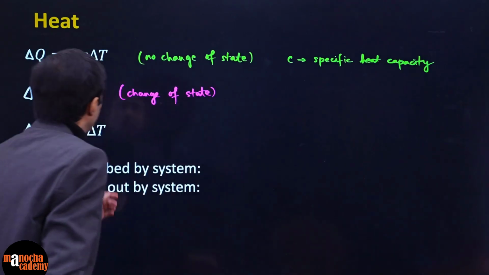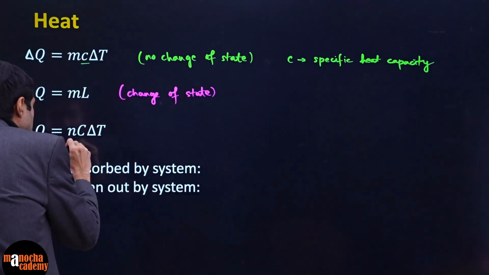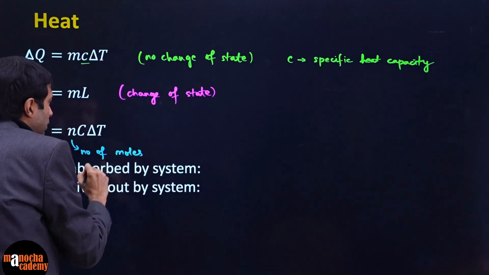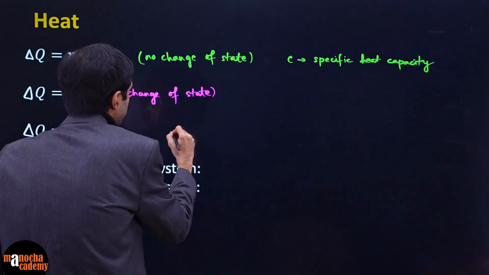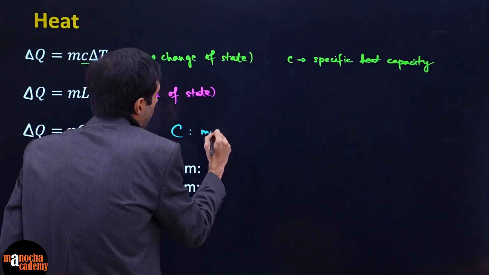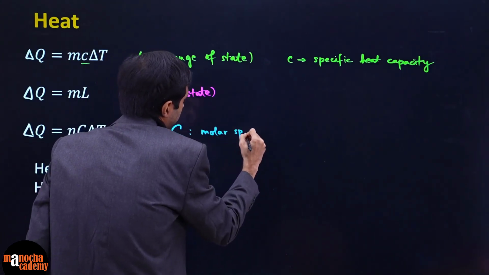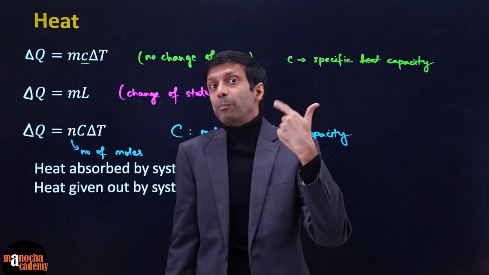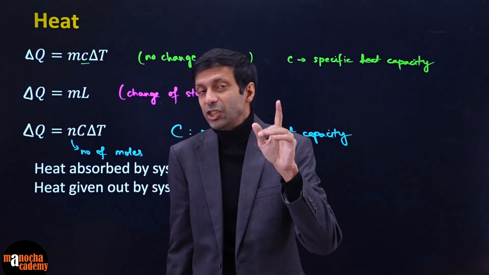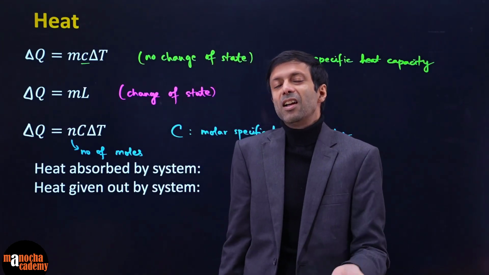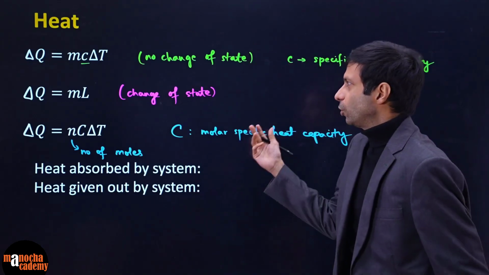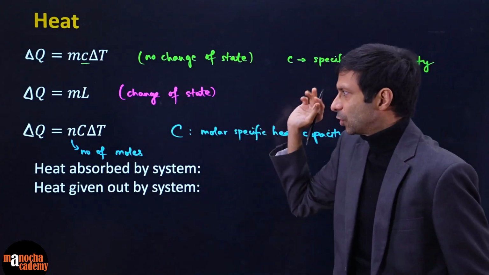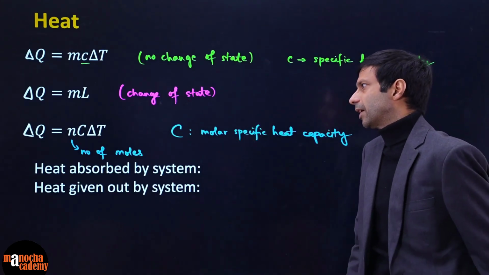Last time we were finding the heat by multiplying with the mass. This time we are multiplying with the number of moles. n is the number of moles. And your capital C is the molar specific heat capacity, which means the amount of heat needed to raise the temperature of not 1 gram or 1 kg, but 1 mole of the substance, by 1 degree Celsius. So you guys got it? If they give you in terms of moles, use the nCΔT, otherwise use the MCAT. So look at the units and all the data given to you carefully.